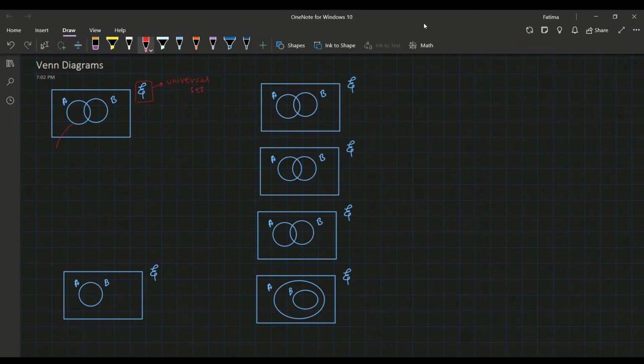So on the left-hand side, this circle would represent set A, and this circle would represent set B. And near each set, you would write a letter to represent what set it is.